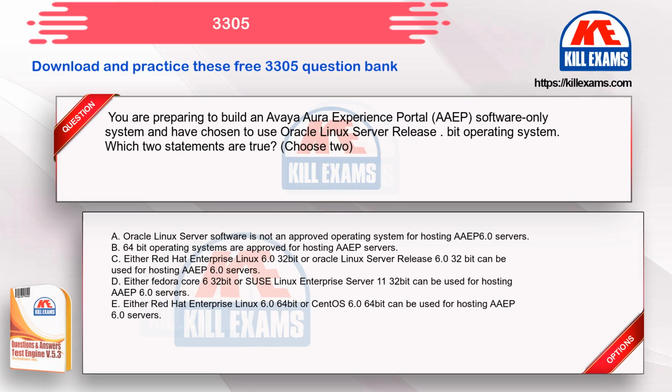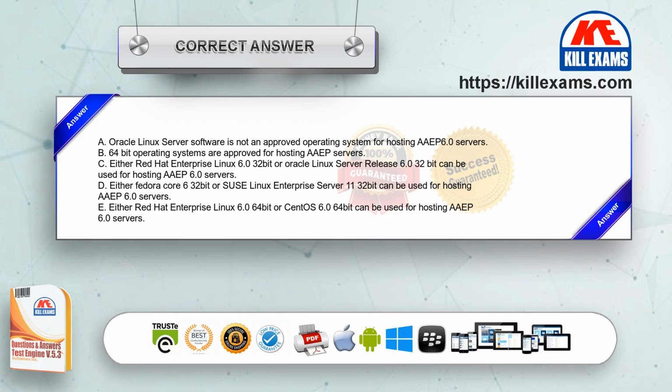Option E. Either Red Hat Enterprise Linux 6.0 64-bit or CentOS 6.0 64-bit can be used for hosting EP 6.0 servers. The correct answer is option D, E.